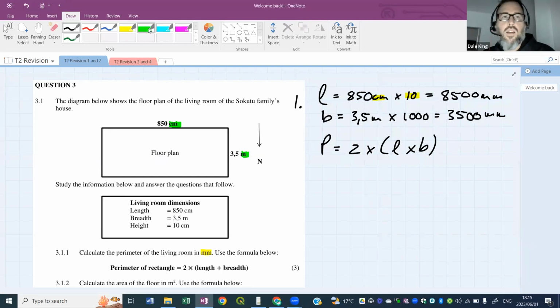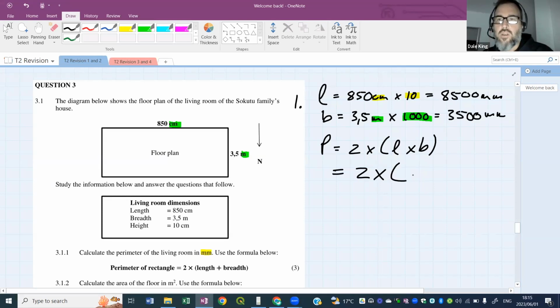Okay, so I converted the centimeters by multiplying by 10, and I got millimeters. For meters to get to millimeters, I have to multiply by 1,000. All right, so I got my millimeters that way. Now everything's in millimeters because the question wants millimeters. Now I can sub into my formula. So I'm going to put it all in now. These are big numbers. It's fine. We're doing exactly what they asked.